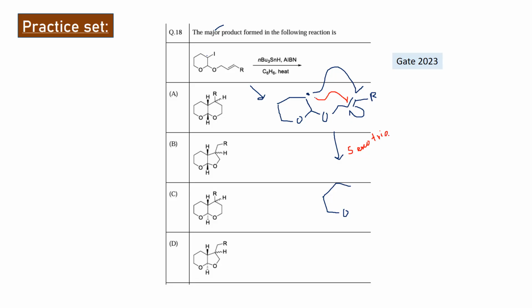This is from Baldwin's rule. If you want to know about that, I will try to discuss this in the next class. So 5-exo-trig is more favorable, and because of that, it will form this type of 5-member ring.